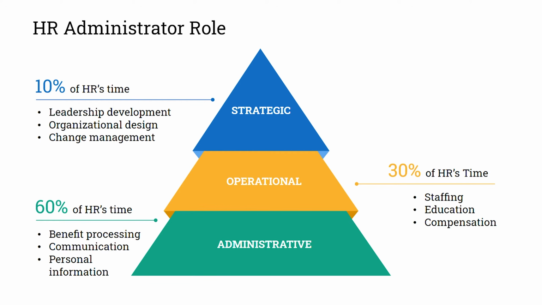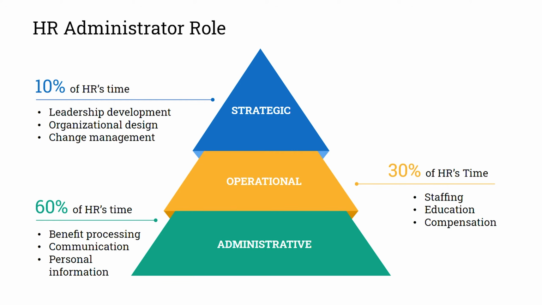As you can see, the strategic role forms the link between the human resources staff, the organizational mission, and the work of those in the organization. This takes about 10% of the HR administrator's time, and it's something that they usually don't focus on too much. In the strategic role, they take care of leadership, development, organizational design, and change management.